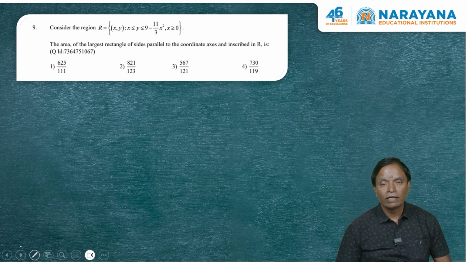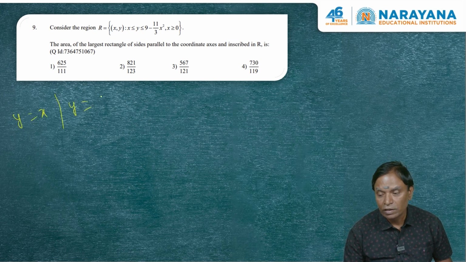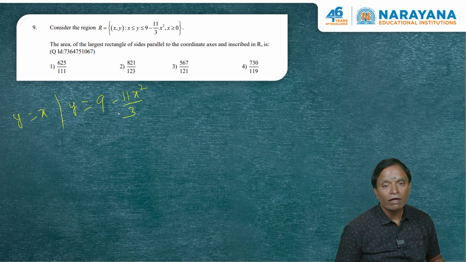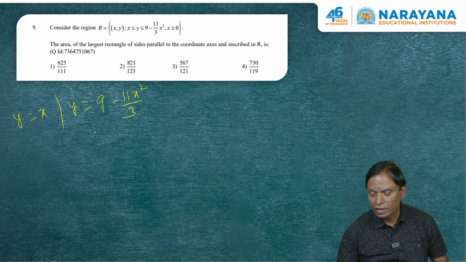You are asked to calculate, whenever inequalities are given, first you take the equalities. Y is equal to x, then you look at y is equal to 9 minus 11x square by 3. The area whatever you are having, you shade that region. First you draw the graph of y is equal to 9 minus 11x square by 3. This is an inverted parabola.